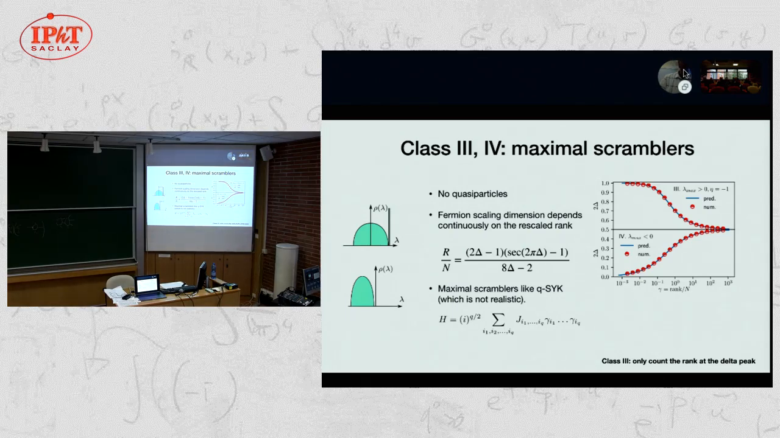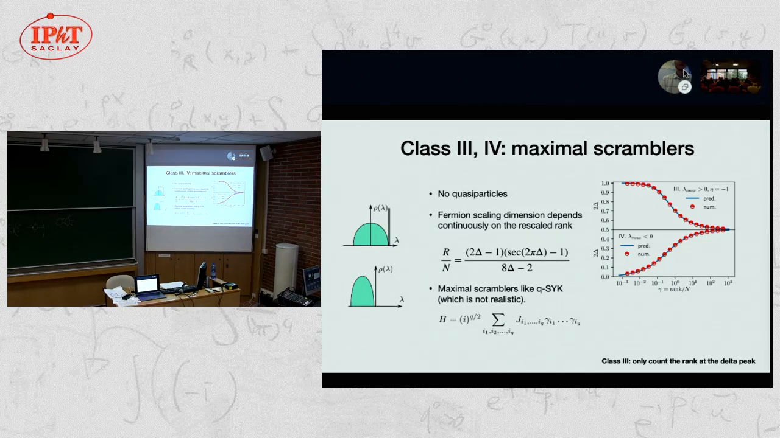However, what we find is that our model, by tuning the rank divided by n, which is an O(1) number, you can continuously tune Q basically. So that means you can tune the scaling dimension, which in the QSYK case is given by Q, of the fermion continuously as a function of the rank. It's plotted on the right of the slide. The upper panel is class 3. The scaling dimension goes from 0.5 to 0.25 as you increase the rank, and class 4 is the bottom panel. The scaling dimension goes from 0 to 0.25 as you increase the rank.